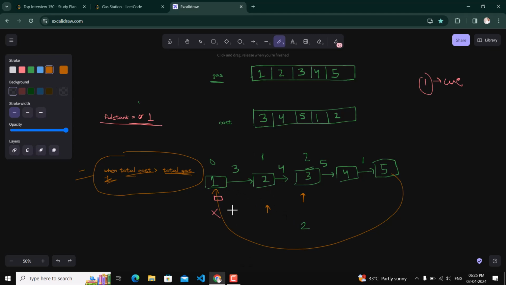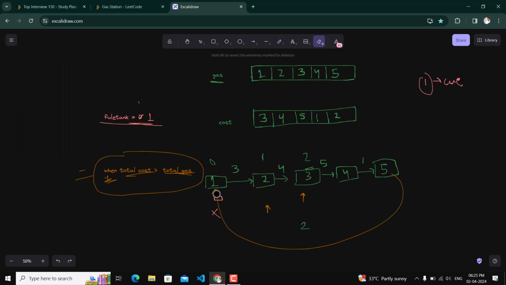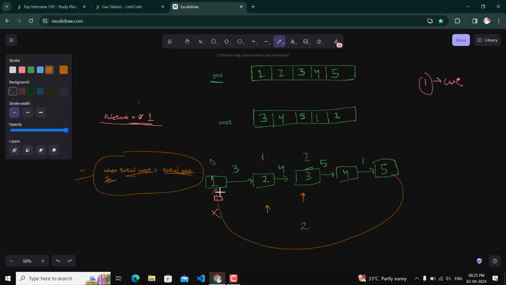Okay, so if we start from this 0 index, with the fuel tank initially 0, we use this gas, so our fuel tank capacity would be 1. Now we require 3 units to travel from index i to i plus 1. So this is not the solution, because if it were, we would be able to travel from this point and come back to this point. Since we cannot travel from i to i plus 1, this is not the solution, because we only have a unique solution.